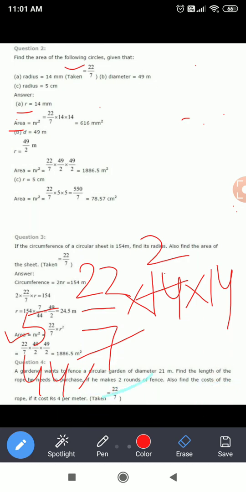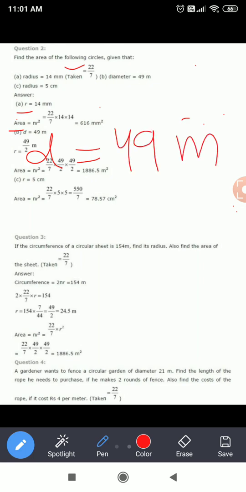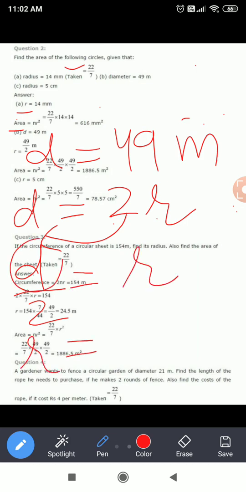Okay. Now, I am also telling you the second part, because in this part, diameter is given to us. Dia is equal to 49 meter. I have told you D is equal to 2r. So radius will be, 2 is in multiplication with radius, so 2 will come in division. So D upon 2 will be radius. So now radius will be, D is given to us, that is 49 upon 2. So 49 upon 2 will be the radius for this question.